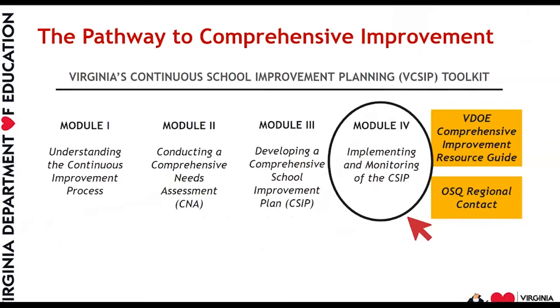Module 1, Understanding the Continuous Improvement Process, the overview of the whole process of how to make schools better. Module 2, Conducting that comprehensive needs assessment. How do we get at the issues that we want to improve upon? What are the real issues? How do we discern where we are? And then Module 3, Building that comprehensive school improvement plan. And then today, what you're here for is the implementing and monitoring of the comprehensive school improvement plan.